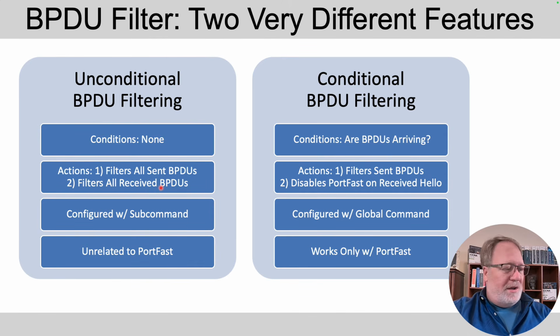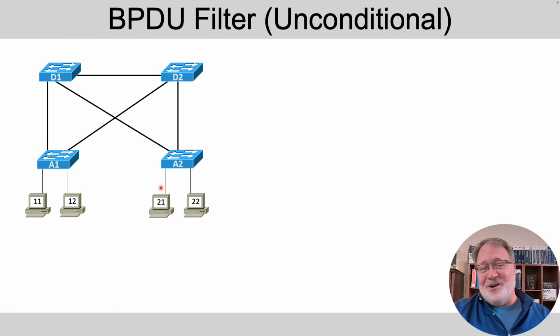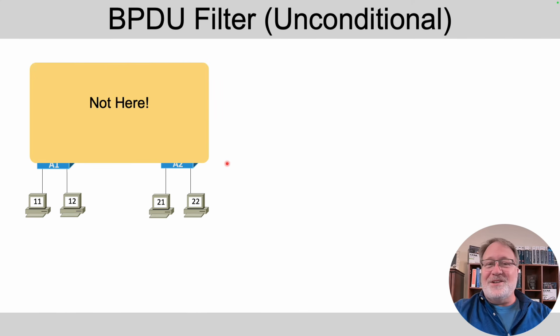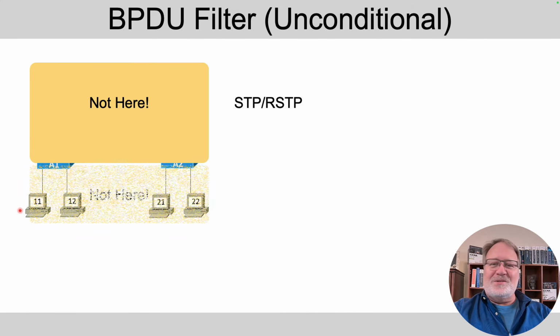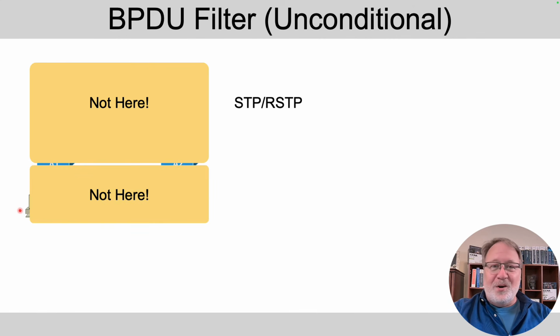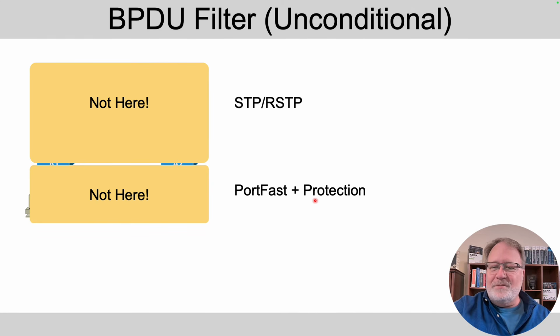All right, so where would you want to use this? Well, first of all, let's show you where you don't want to use this so you don't go off and configure it and break your network. So here's your good old network with distribution switches up here and access switches down here. On those links that are probably trunks between switches, don't use unconditional BPDU filtering, because we want spanning tree there. And on those ports connected to endpoints, don't turn on unconditional BPDU filtering either. We want spanning tree on those ports too. We might also want PortFast and one of the protection mechanisms, but we still want spanning tree enabled. Leave it enabled.